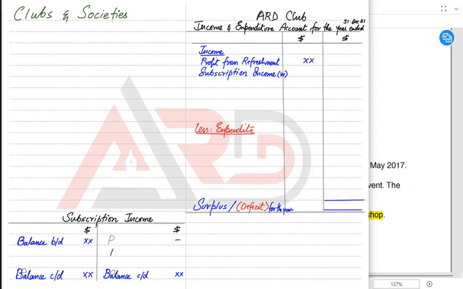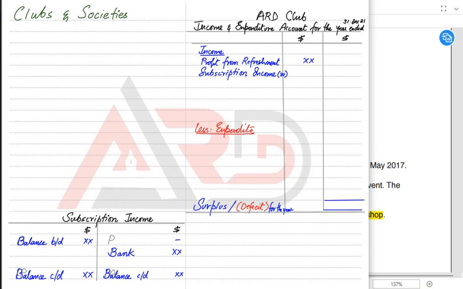Then whenever the members pay us the fees, the entry that the club will be making is that the bank account would be debited and the subscription account would be credited. Now, the subscription is an income.